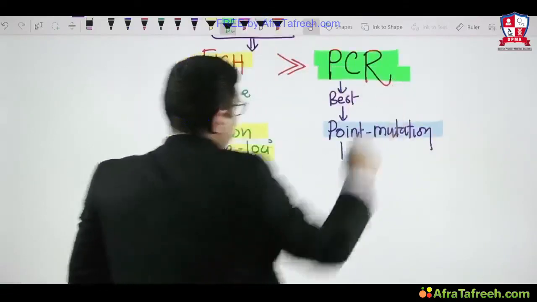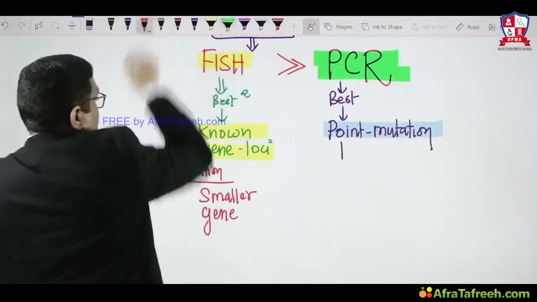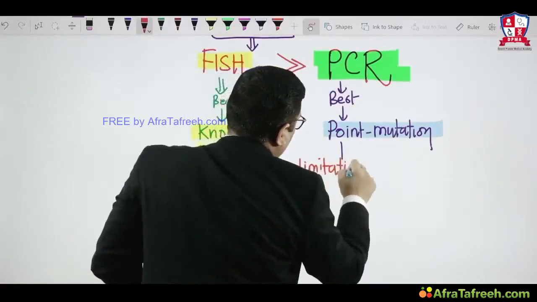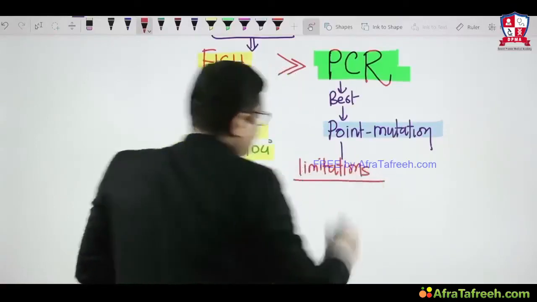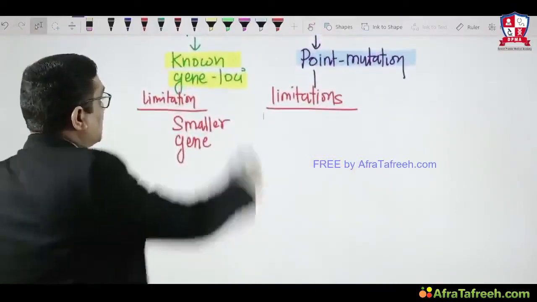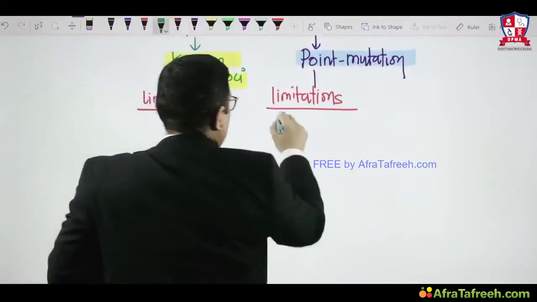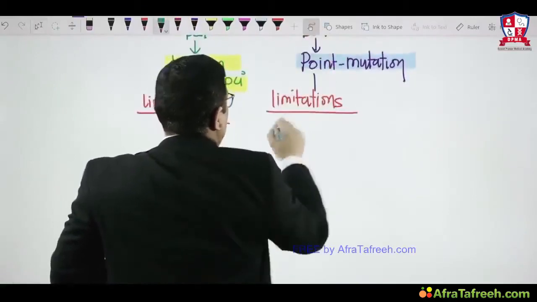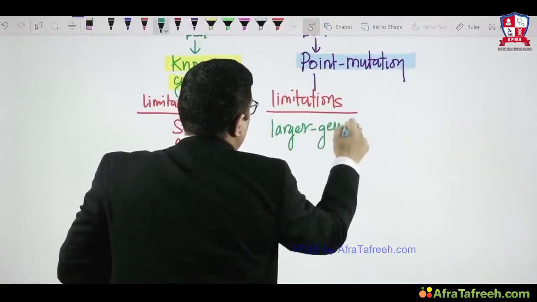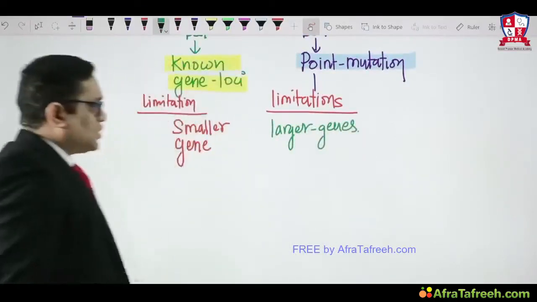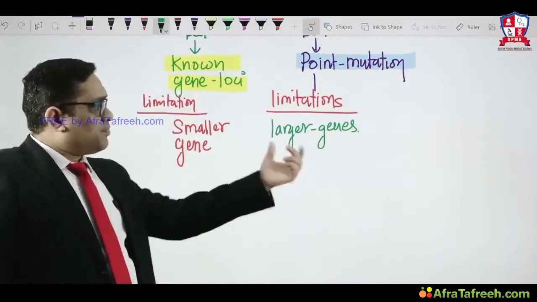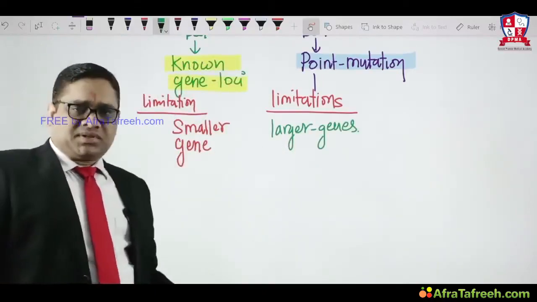Polymerase chain reaction, but PCR also has limitations. What are the limitations of this polymerase chain reaction? The PCR limitation is larger genes. So larger genes cannot be detected by PCR. So now we can see that FISH cannot detect a smaller gene and PCR cannot detect a larger gene.